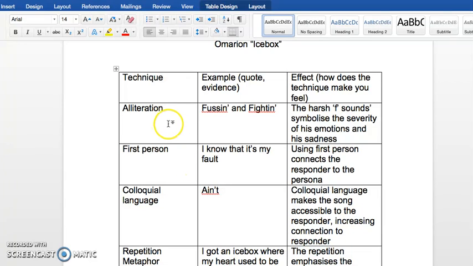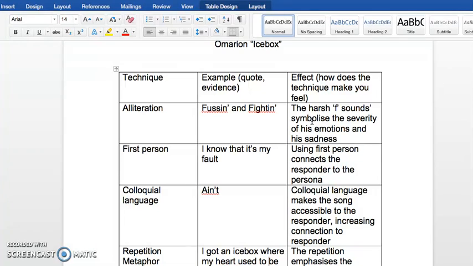So, for example, the technique of alliteration. In the example, fussin' and fightin'. The effect is, how does the technique make you feel? So you'd say the technique of alliteration in the example, fussin' and fightin', the harsh F sounds symbolize the severity of his emotions and his sadness. That's your TEE. That's how you use the TEE table.